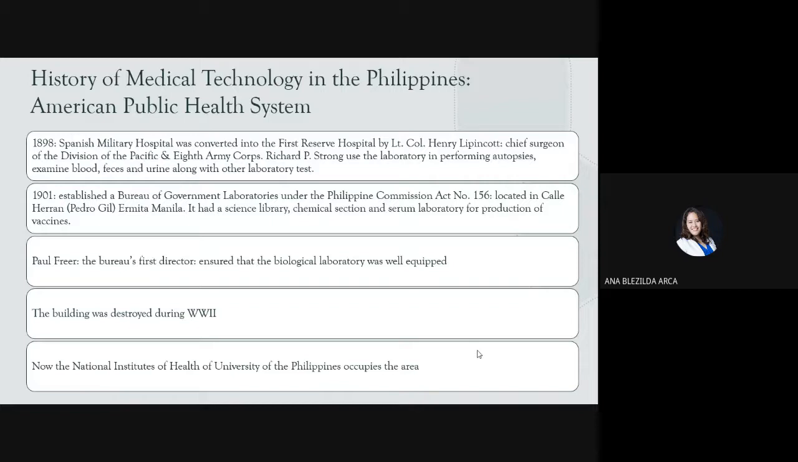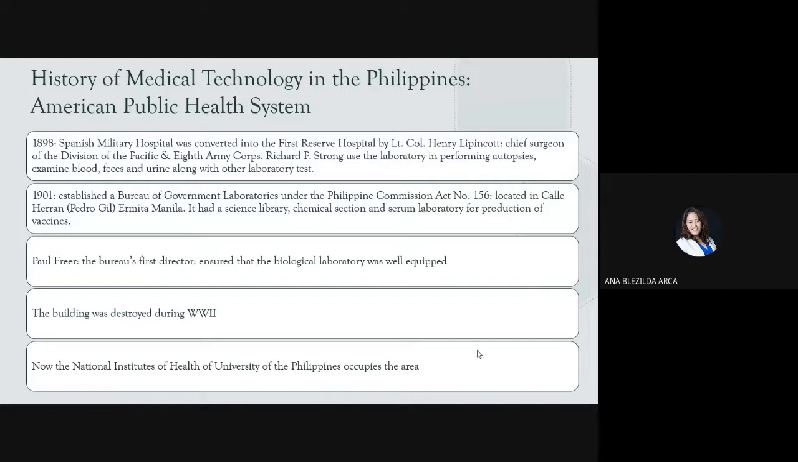So during the American period, take note of the hospital. The Spanish military hospital was converted into the first reserve hospital. The person responsible for that is Lieutenant Colonel Henry Lippincott, which is the chief surgeon. And then they also have Richard Strong. He is the one who performed autopsies, examined the blood, feces, and urine. So, siya yung pinaka-medical technologist during that time.